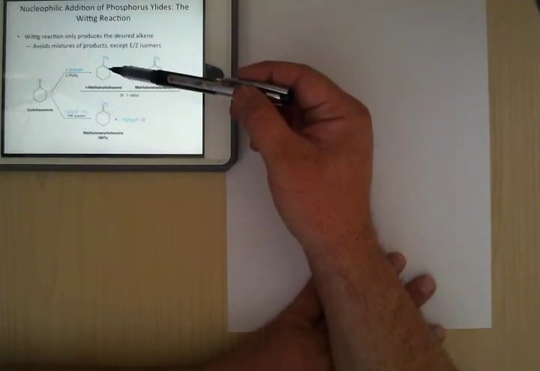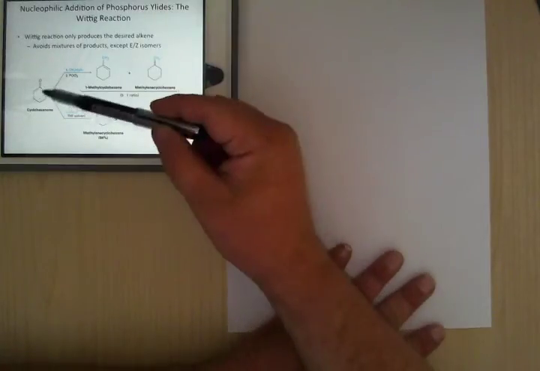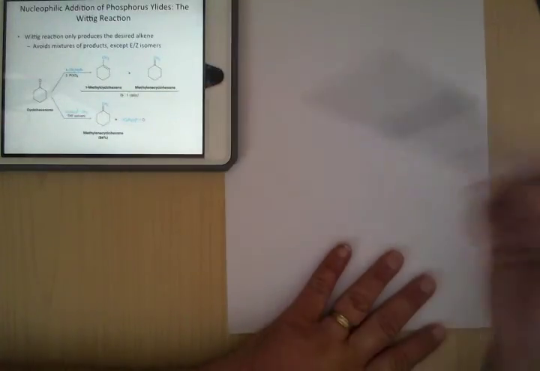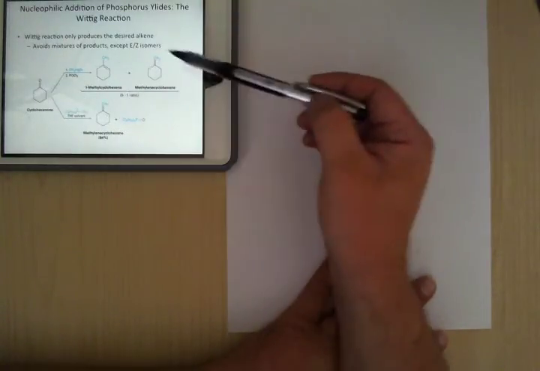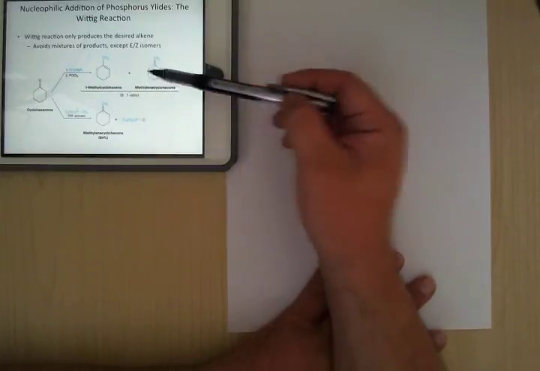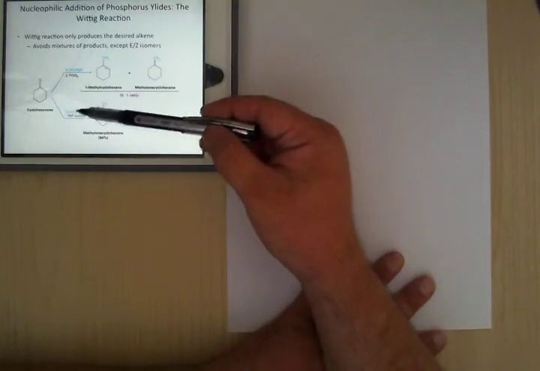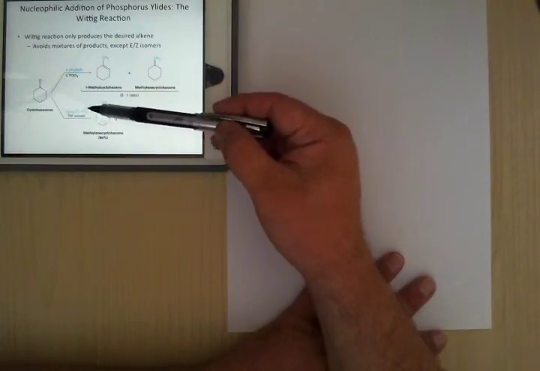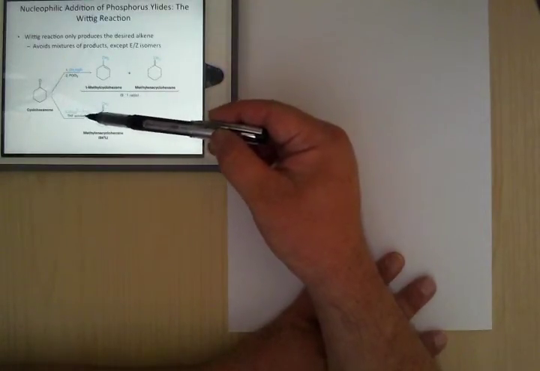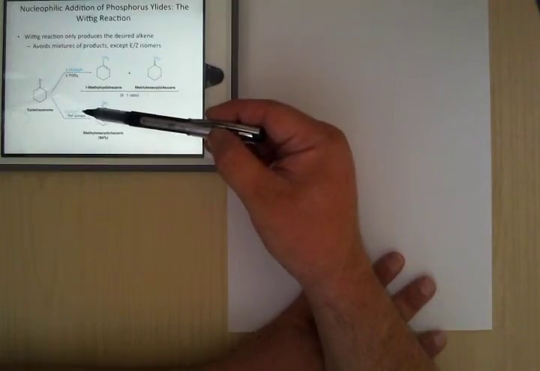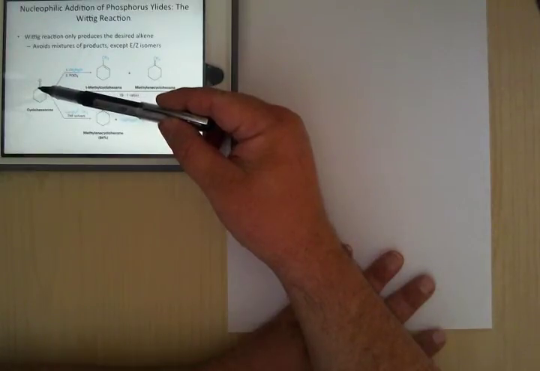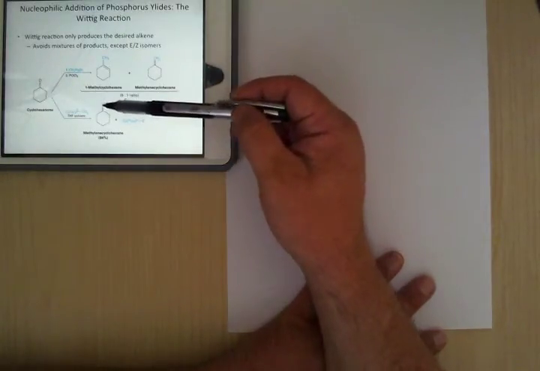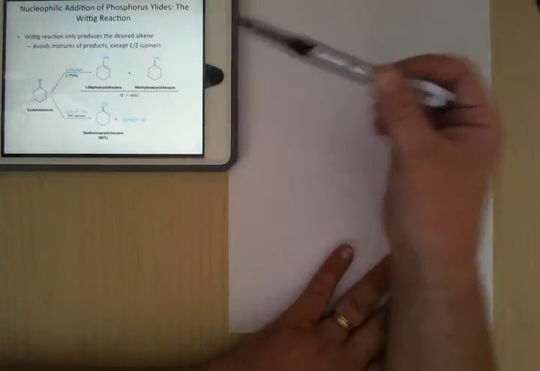unless you did it under elimination conditions, a mixture of this and this. But if you did the ylide, the way this chemistry goes is that the triphenylphosphine-attached carbon comes in and replaces the oxygen here, leaving the double bond intact. Just like with the nitrogen, where it left that double bond intact with the primary amine.